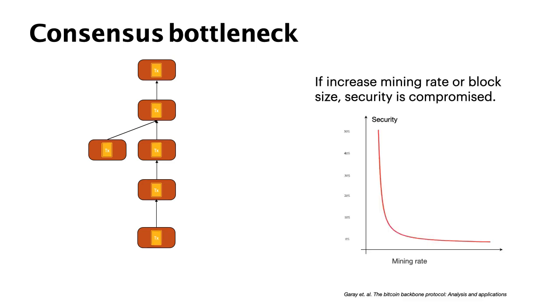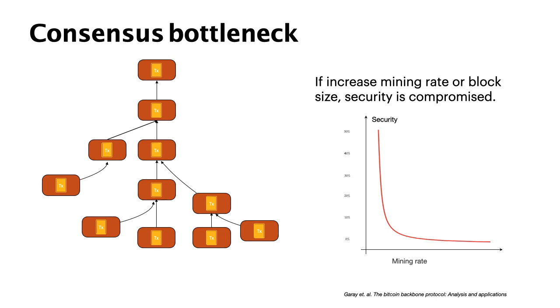So one may ask, can we increase the mining rate or increase the block size? Sadly, the answer is no. Because if we increase the mining rate, then the forking rate of a blockchain will increase, and the blockchain structure will look like this figure. The longest chain growing rate will not increase as the mining rate increases. As a result, security is compromised. Similar things will happen if we increase block size.